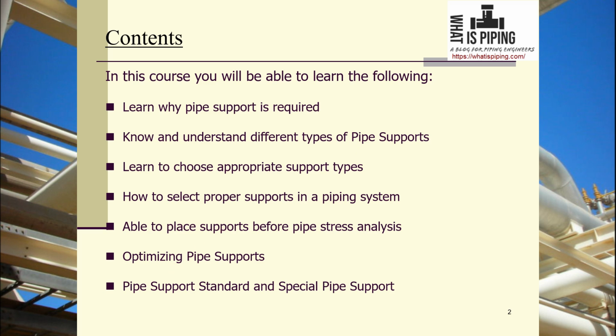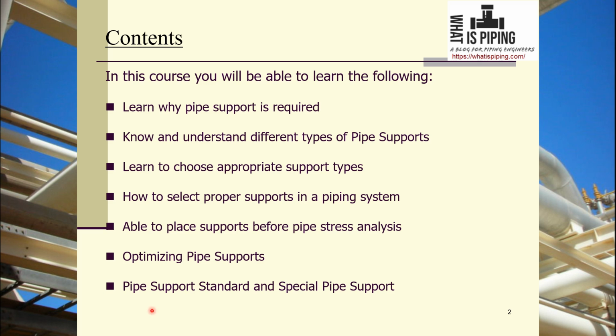Then optimizing pipe supports. By optimizing pipe supports you will be able to save a lot of cost for the project, because optimizing pipe supports means you will be using fewer structures, and by providing supports at proper places, loads will be reduced. So the civil team will be able to design their support structure with medium or lower type of members, not heavier members. So cost will finally be reduced.